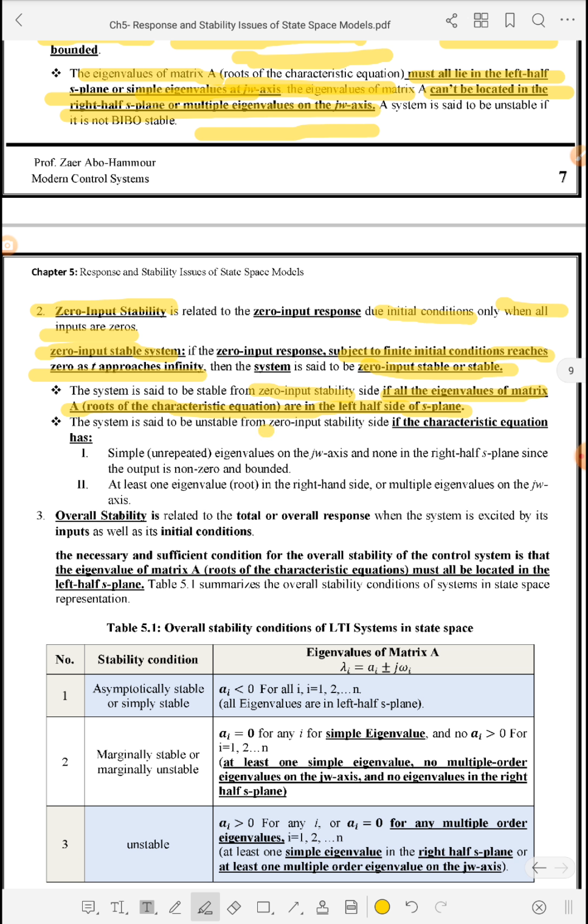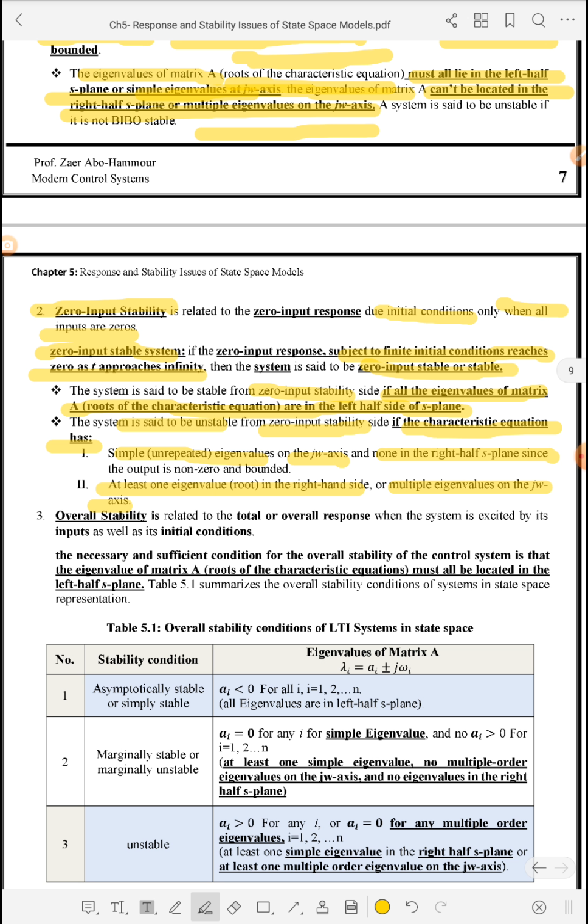And for zero input stability, the system will be unstable if one of the following conditions is encountered. The first condition: if any simple eigenvalues lie on the j omega axis and none of the eigenvalues are on the right hand side of the S-plane. The other condition: if at least one root is on the right hand side or there are multiple roots on the j omega axis. So if we compare the BIBO stability with the zero input stability, we will find that the only difference lies with the simple roots that lie on the j omega axis. The simple roots on the j omega axis in BIBO stability are considered stable, while in zero input stability, they are considered unstable.